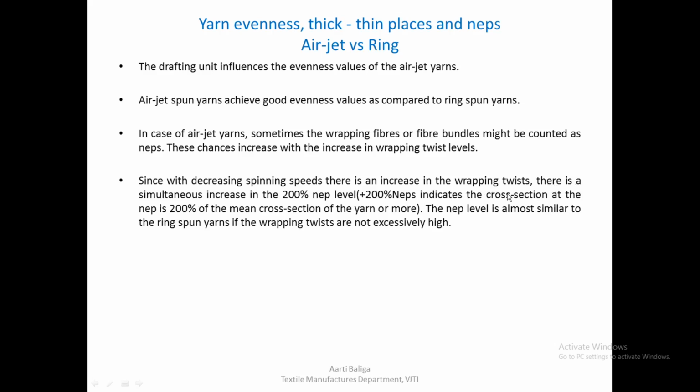Since the wrapping twist is sometimes counted as nibs, we will simultaneously see an increase in the plus 200% nip level. So when I say 200% nip level, let us understand what this actually means. Whenever we say plus 200% nip, it indicates the cross section at the nip is 200 times the mean cross section of the yarn, or sometimes even more.